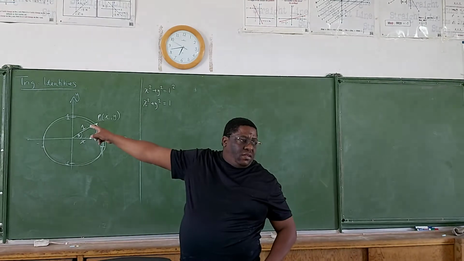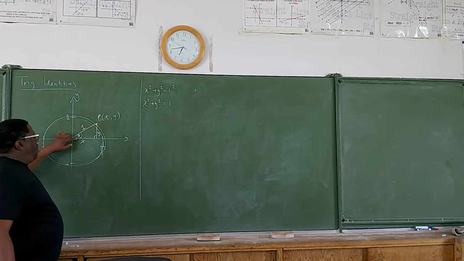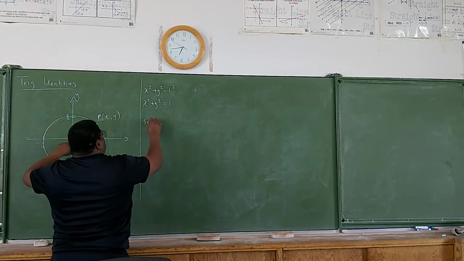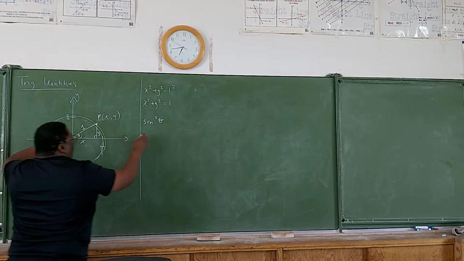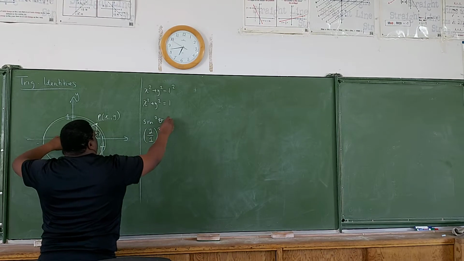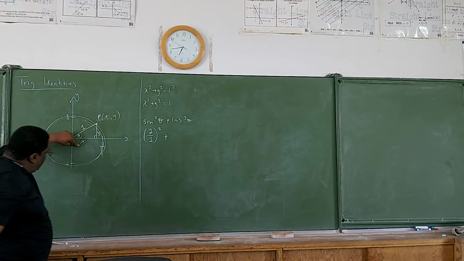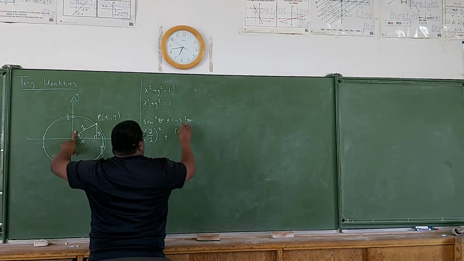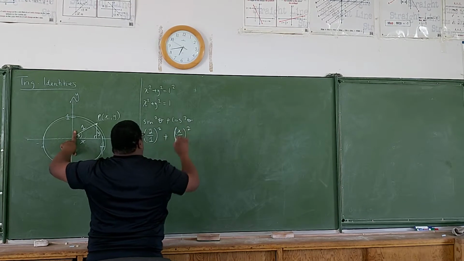Now, let us look at that particular angle. I'm going to take the sine of theta, but I'm going to square it. So I'm going to take sin squared theta. You know what the sine is? The sine is y over 1. I'm going to square that, and then I'm going to add that with cos squared theta. Cos is x over 1, and I'm going to square that.